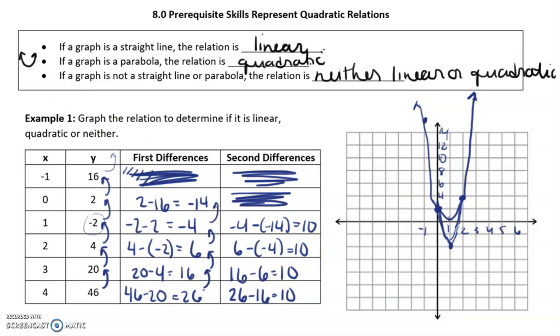Okay, so if we take a look here in the second differences column, these are constant, so these are the same number. Same number. Therefore, this is quadratic.